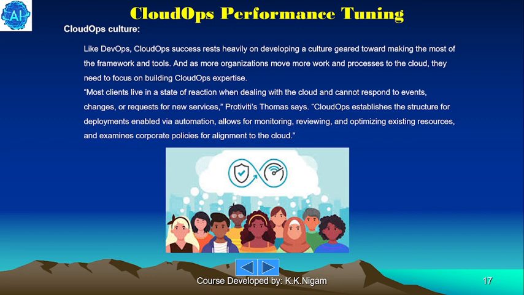And as more organizations move more work and processes to the cloud, they need to focus on building CloudOps expertise. Most clients live in a state of reaction when dealing with the cloud and cannot respond to events, changes, or requests for new services. Scott Wittis Thompson says CloudOps establishes the structure for deployments enabled via automation, allows for monitoring, reviewing, and optimizing existing resources, and examines corporate policies for alignment with the cloud.